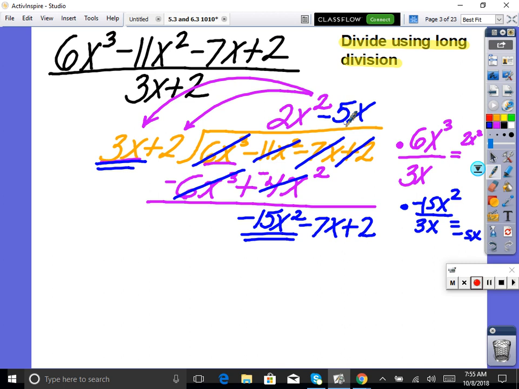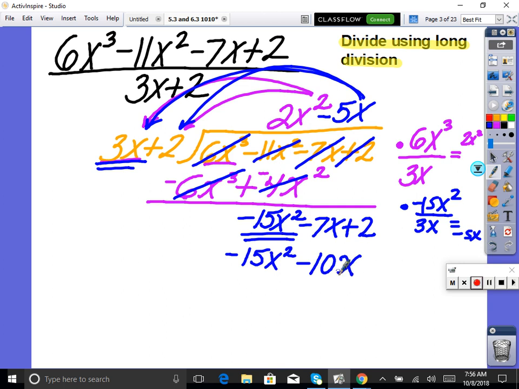Minus 5x. Then we'll take negative 5x and distribute. So negative 5x times 3x is, right now, negative 15x squared. Negative 5x times positive 2 is negative 10x. Then we change the sign, add straight down. The 15x squareds are gone. Then we have plus 3x, or just 3x, same thing. And then we have a plus 2.